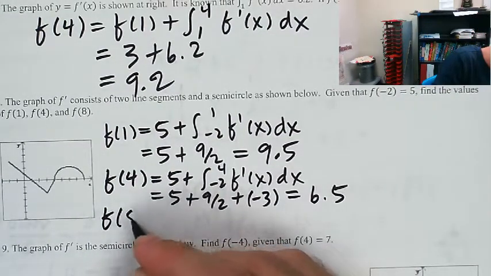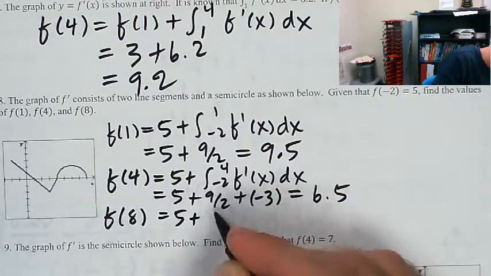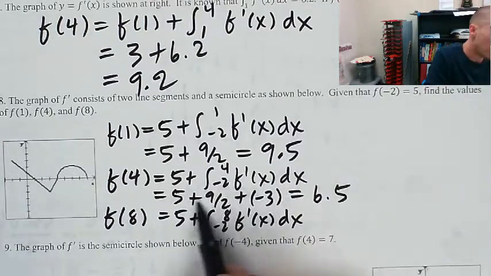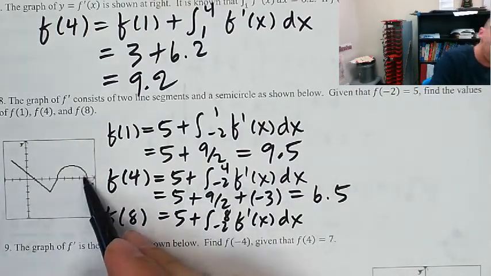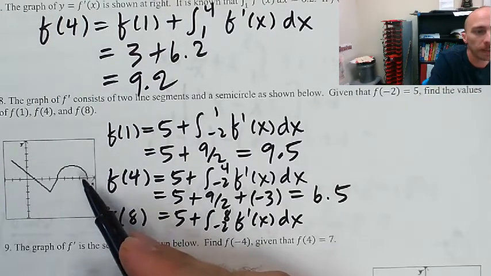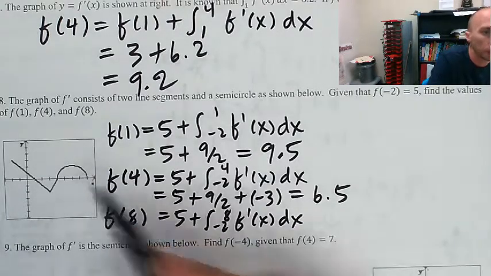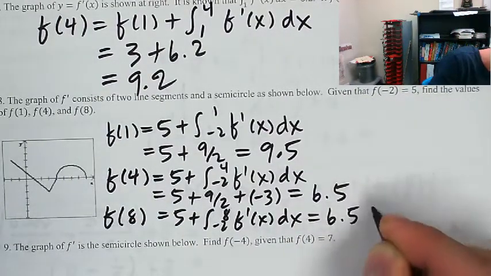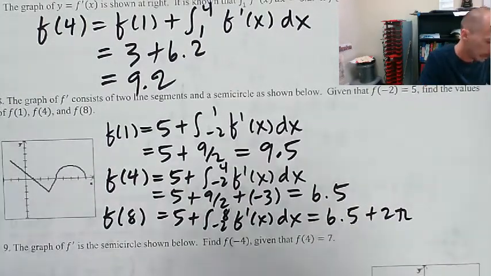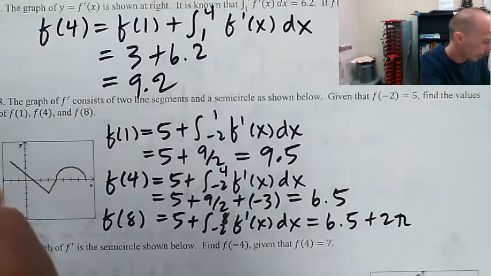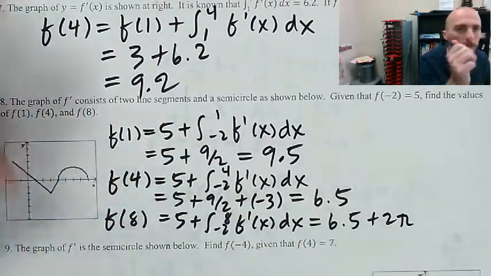And then f of 8 is going to equal 5 plus the integral from -2 to 8 of f prime, which I know is going to be all of this plus the area of that semicircle. The area of the semicircle is going to be 1/2 of pi r squared. The radius in this case is 2. So half of 4 pi is 2 pi. So it's going to be all of this, and then I'm just going to add on 2 pi more. And that was just because of the way that I started from over here and kept integrating farther and farther as I let x run 1 to 4 to 8 or whatever.